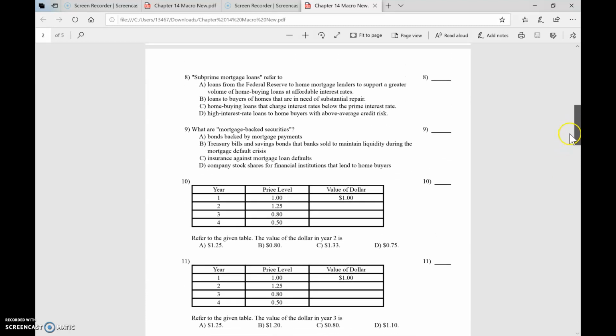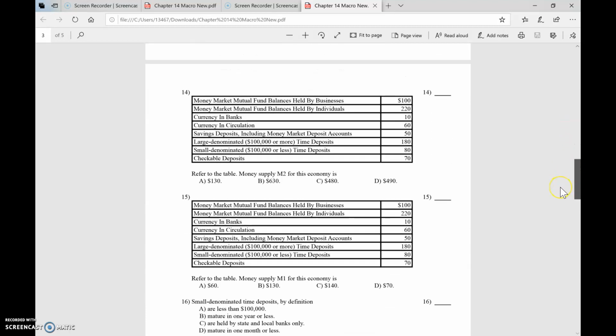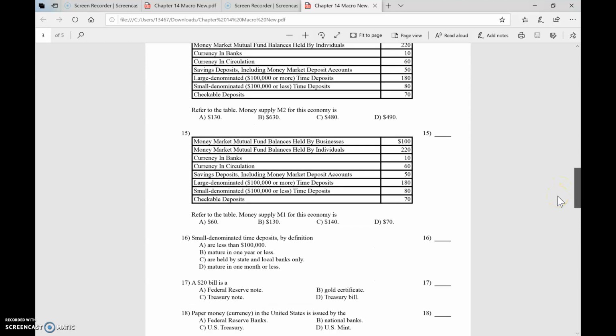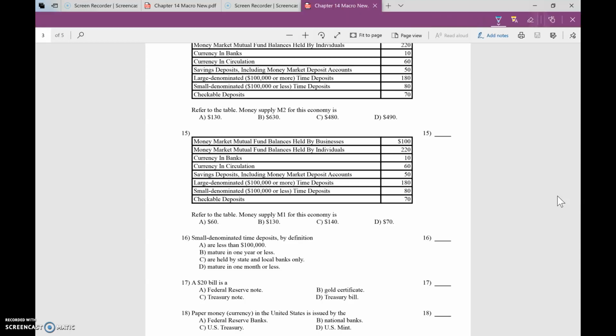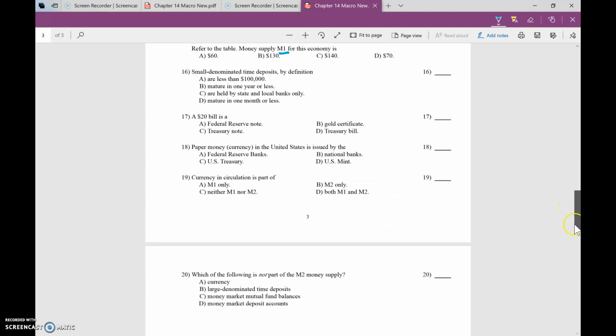I would recommend practicing questions where they ask you to calculate the M1 money supply and M2 money supply. So we have the formulas for M1 and M2. Just use those, and these are pretty much straightforward.